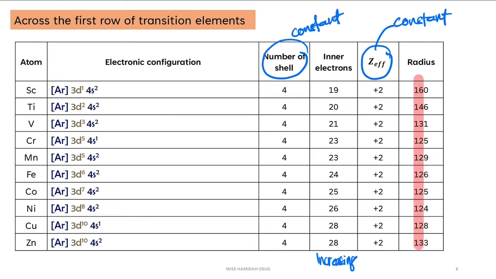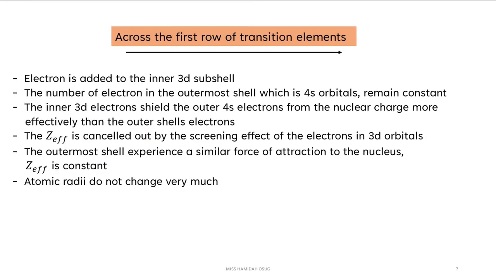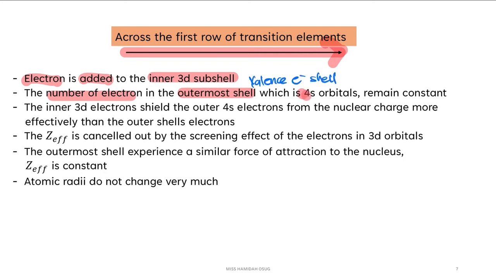So across the period, when we look at the atomic radius for the transition element in period 4, it does not change significantly. Why is this happening? This is because across the first row of transition elements, electron is added to the inner 3D subshell, while the number of electron in the outermost shell, which is 4s orbital, remains constant.